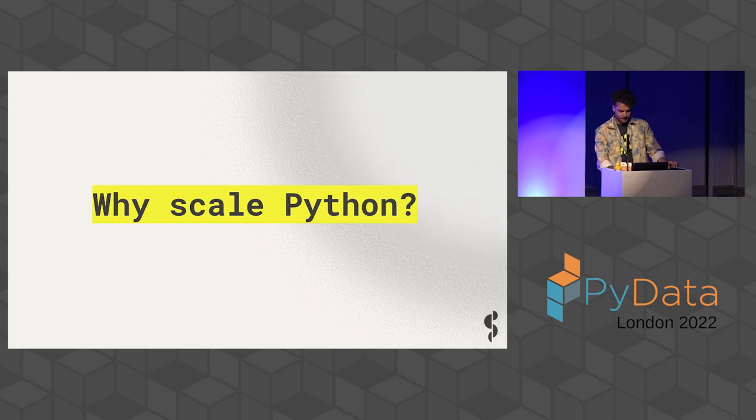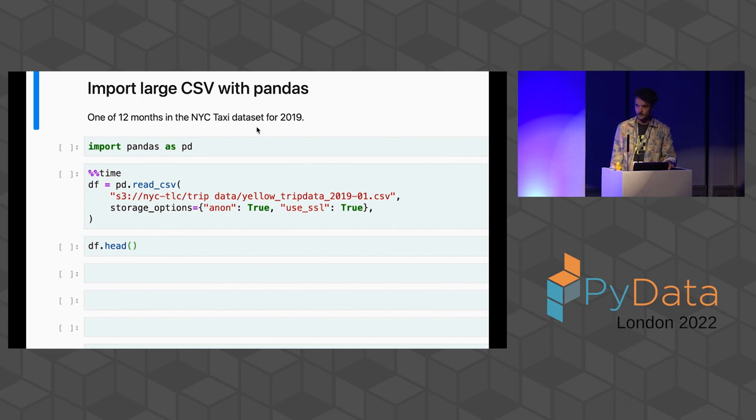So just to reiterate, why do we want to scale Python? I'm going to start with pandas. I think most of the hands that were raised were pandas users. This is very basic pandas code to load one month of New York City taxi data, a single CSV file, which I think is about 2 gigabytes, into memory with pd.read_csv. Basic, nothing new here.